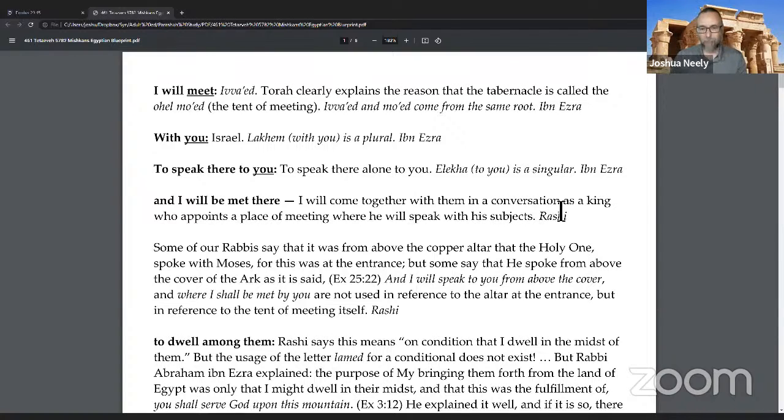All right, so Moses gets a private conference, but all of us are considered to be meeting God at this place. But why? Why would this place seem to be a meeting? Why would God need that? Well, Rashi gives us an explanation: "and I will be met there." I will come together with them in conversation as a king who appoints a place of meeting where he will speak with his subjects. So even though we know from the grammar, as Ibn Ezra just explained, that God is only going to be audible in the spiritual sense directly to Moses, nevertheless, Rashi is helping us understand that the building of this pavilion is very much in keeping with what kings would do at any point in history, which is to say they establish an actual place so that people know this is the place they come when they wish to speak with the king.